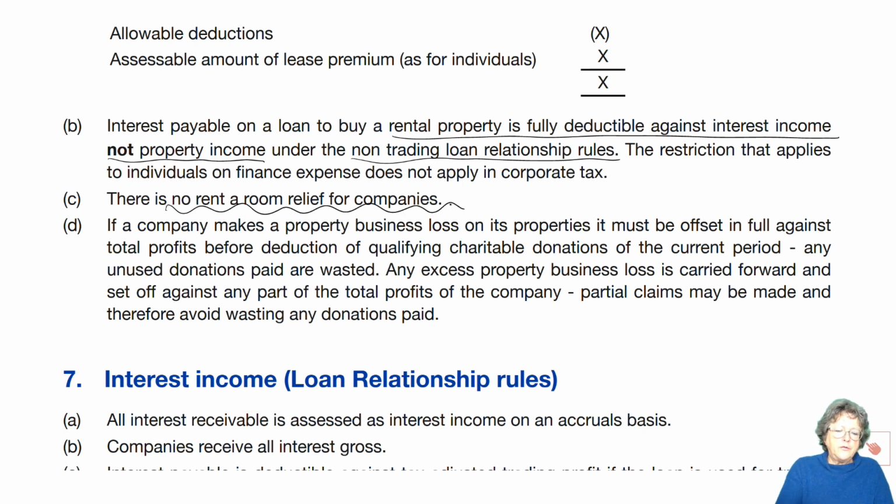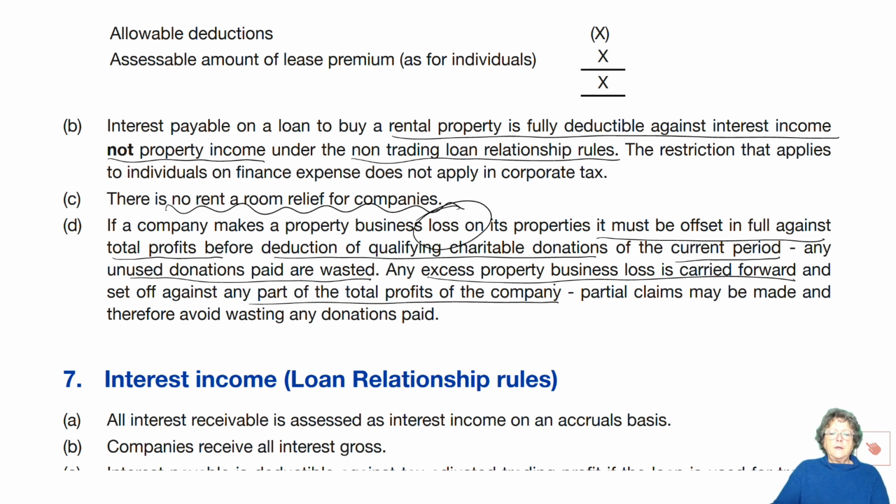If they make a loss on the properties, it must be set off in full against total profits before QCDs in the current period. Any unused donations paid are then wasted. Excess property loss is carried forward and set against total profits. Okay. Partial claims may be made to preserve those donations. So it's against total profits and not just property income.